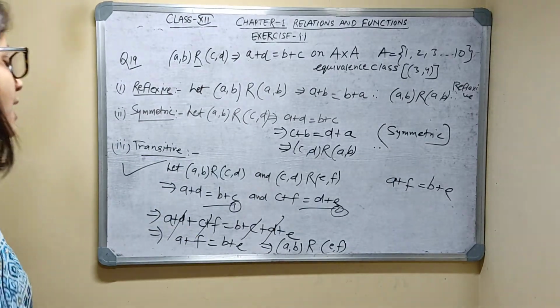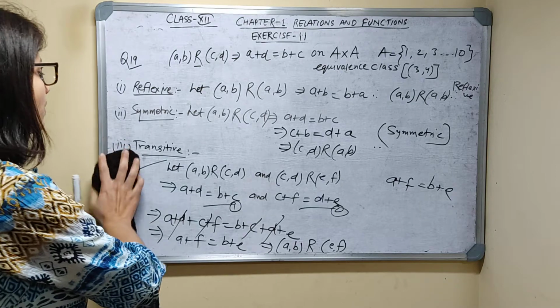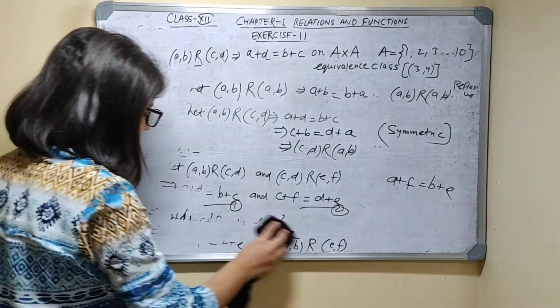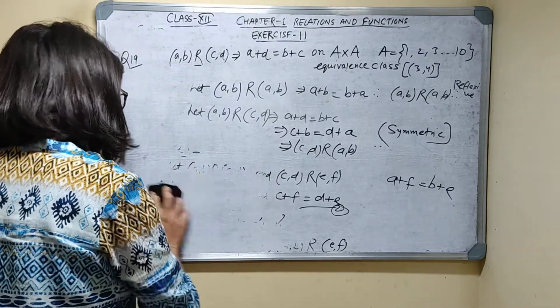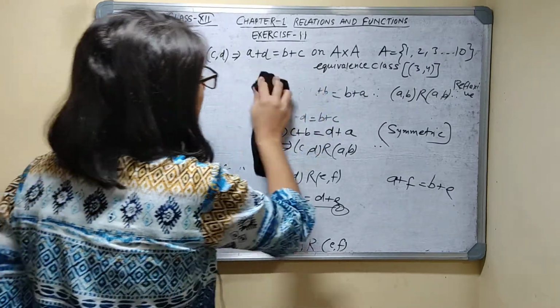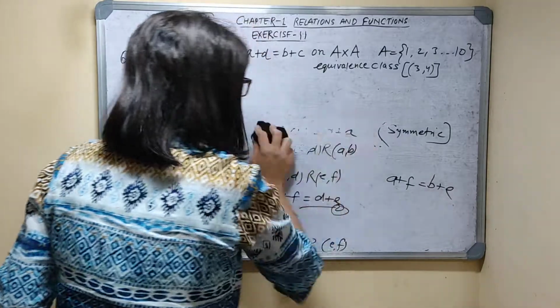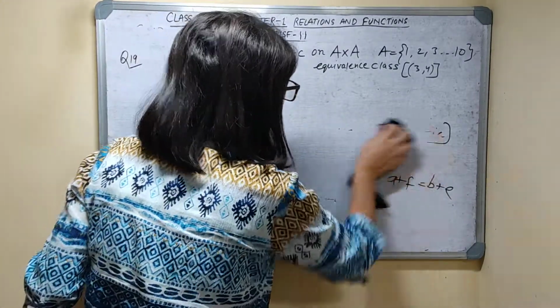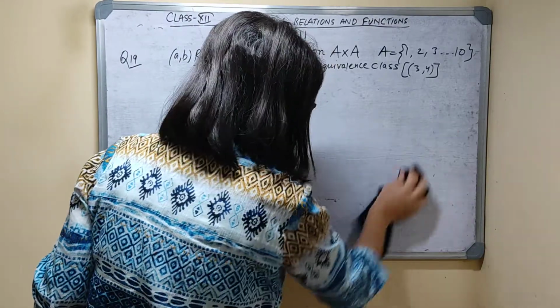So I can say the relation is an equivalence relation because the relation is reflexive, the relation is symmetric and the relation is transitive. Now you have to find the equivalence class for the ordered pair (3, 4). Equivalence class for ordered pair (3, 4).